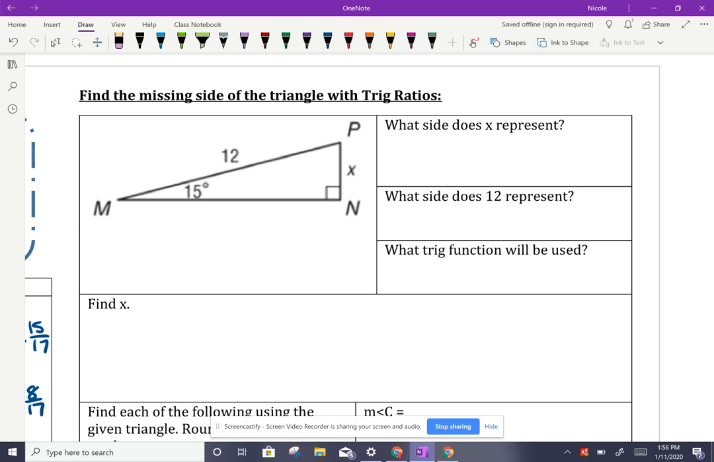One, based off of the angle we're given, so we are provided angle measure 15 for angle M. Based off of that angle, what does the side X represent? Is it opposite? Is it adjacent? Is it hypotenuse? Well, based on its location, it is the opposite side. So that means this is O, 12 is our hypotenuse, and MN is A. 12, as I just said, represents the hypotenuse.